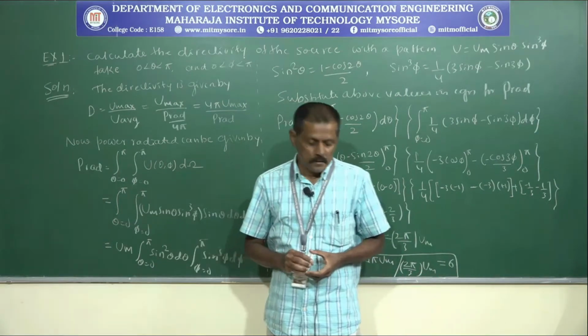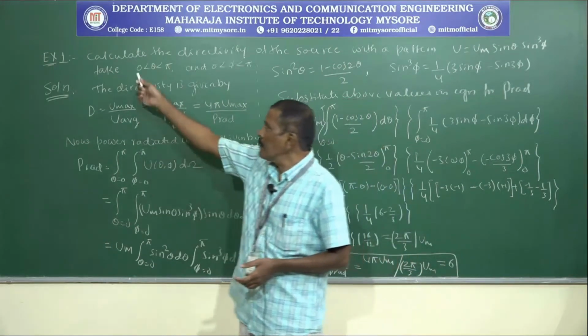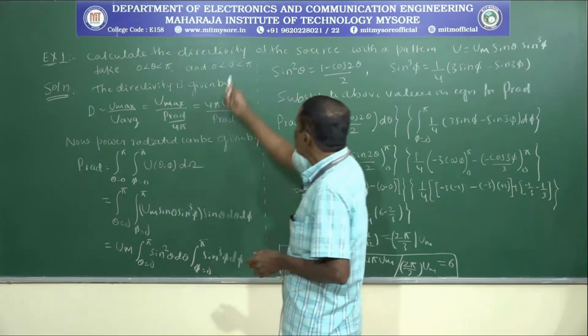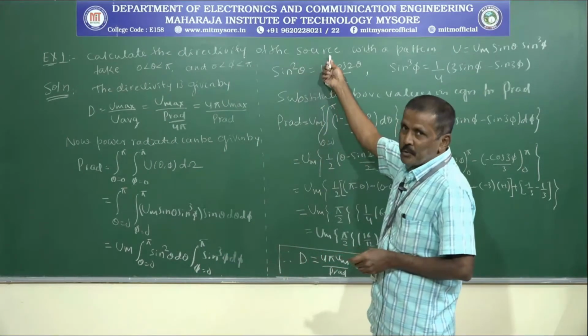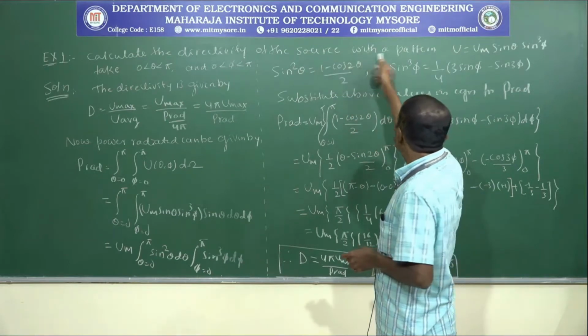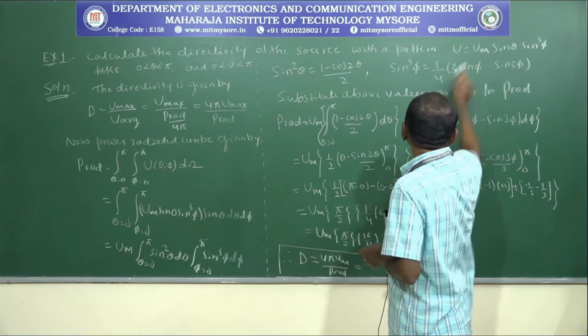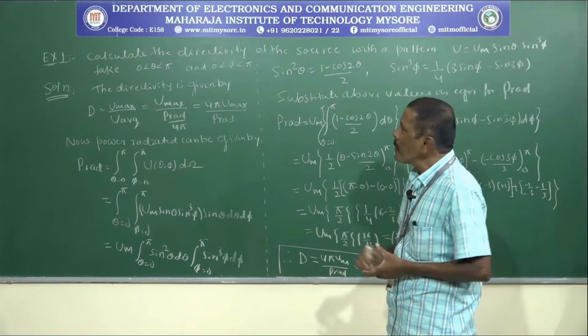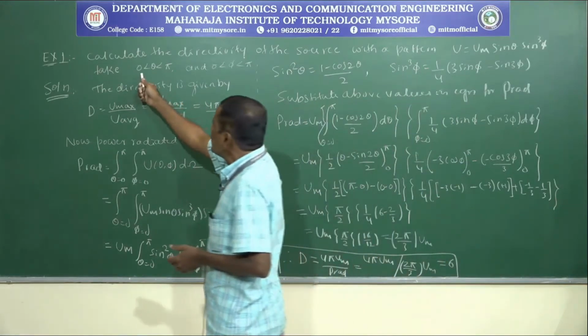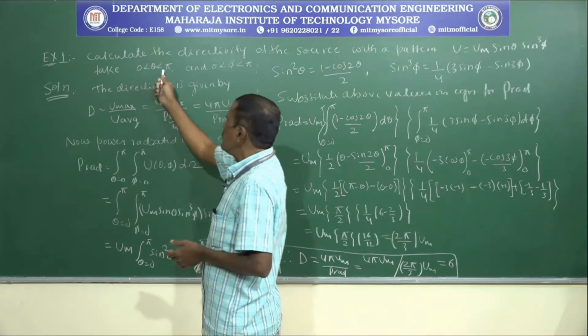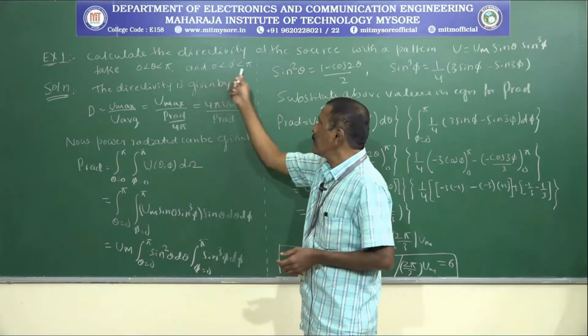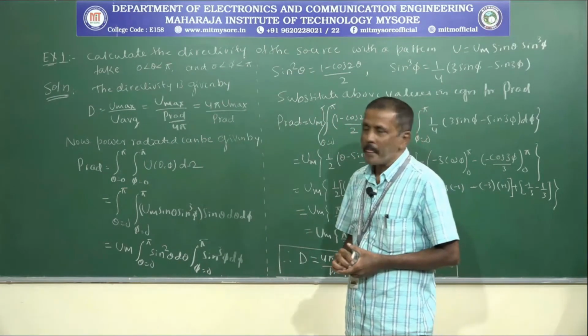So let us solve a problem. The given problem is: calculate the directivity of the source with a pattern U equal to Um sin theta sin cube phi. Take theta in between 0 to pi and phi in between 0 to pi.